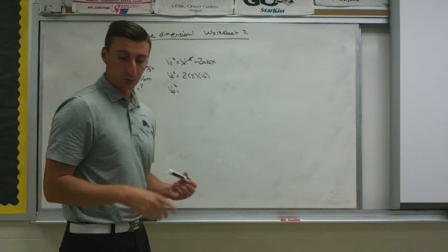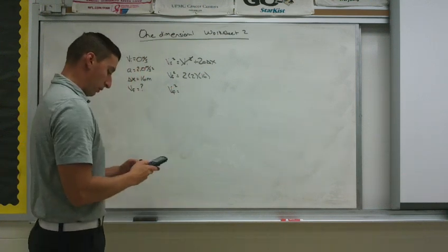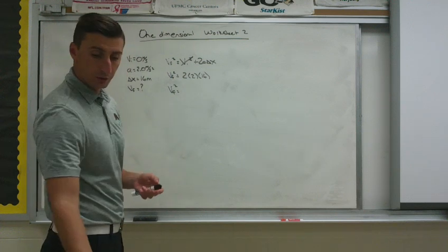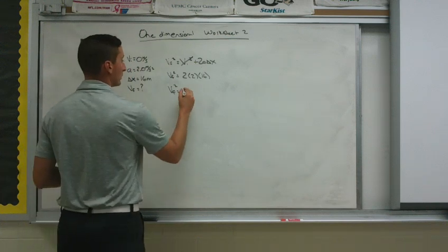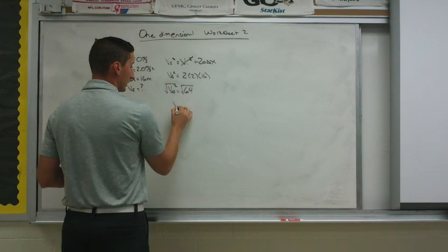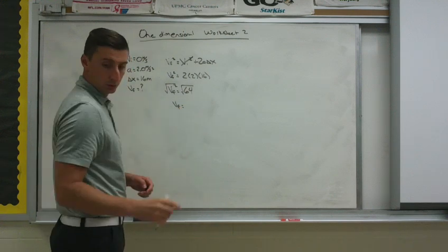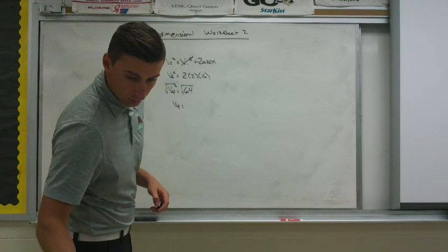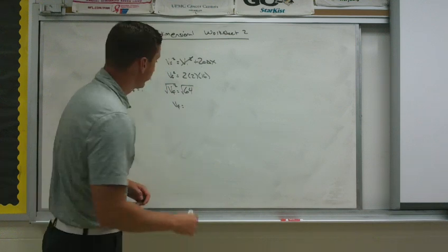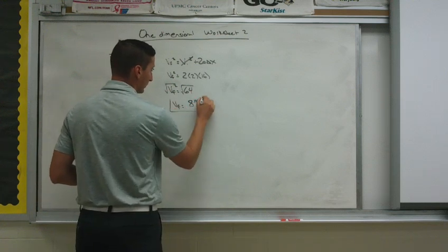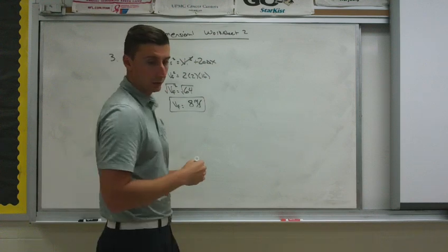VF squared equals 2 times 2 times 16, which is 64. To solve, I square root both sides. I get VF is equal to 8 meters per second. Okay, good.